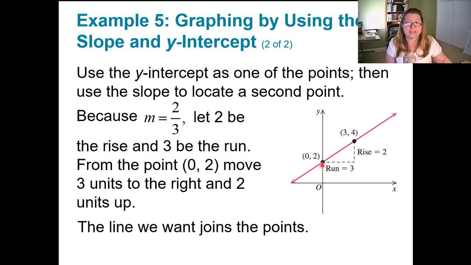Here's our y-intercept. Using our slope, we run over to the right 3, up to plot our next point, connect the dots, we have our line. It's really kind of straightforward. When we're given this intercept and given the slope, we can use those 2 facts.